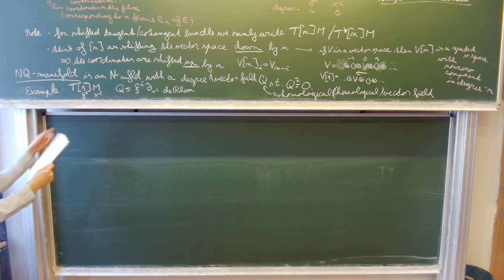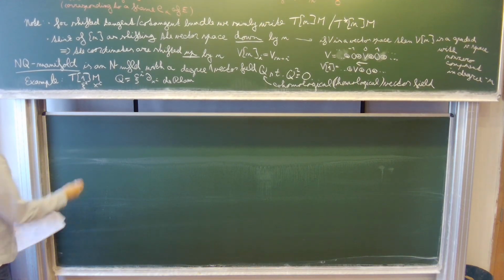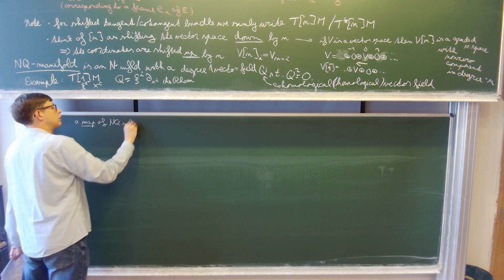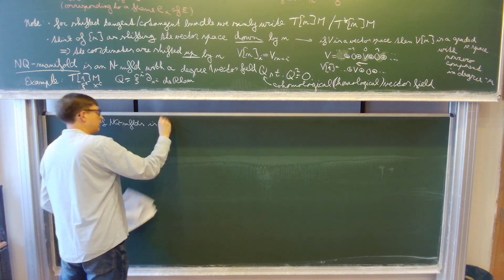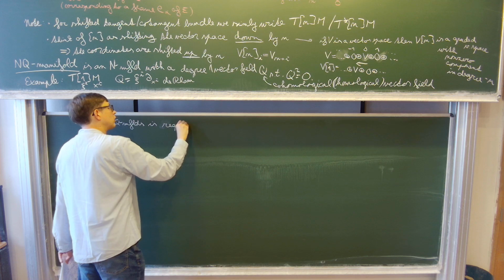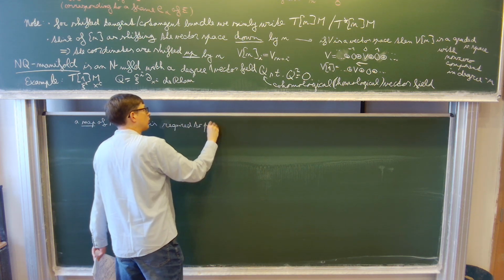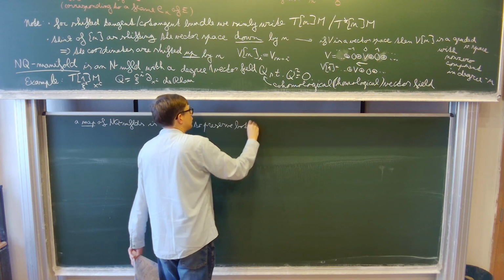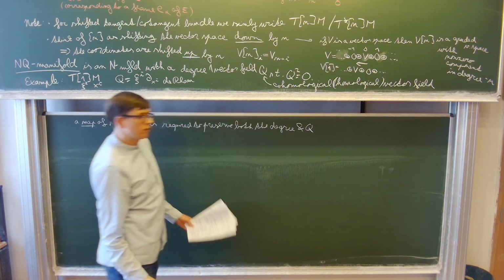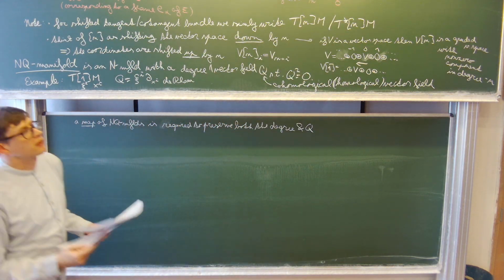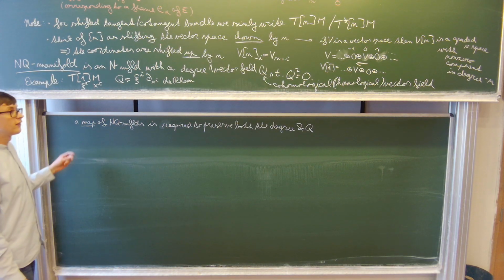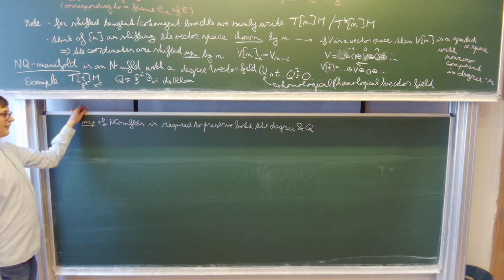Okay, and there was one more line that I wanted to do. So a map of NQ manifolds is required to preserve both degree and Q. Okay. Any questions? Now we will go to the formal one. One thing.